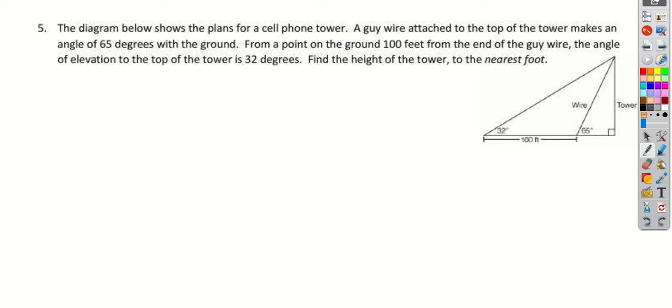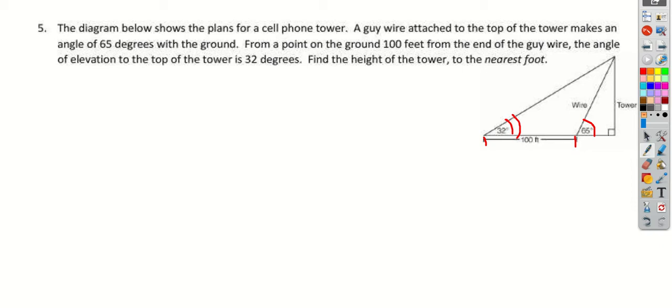So the guy wire is attached to the top of the tower. It makes an angle of 65 degrees to the ground. From a point that's located 100 feet from where the guy wire hits the ground, the angle of elevation to the top of the tower is 32 degrees. We also know this angle of elevation here is 65 degrees. We want to find the height of the tower.